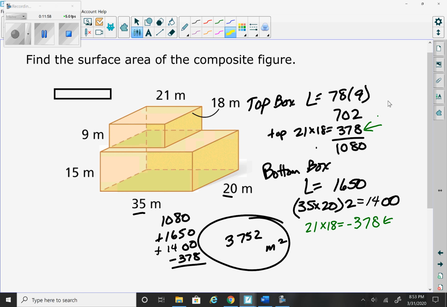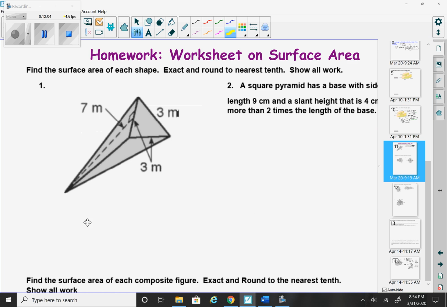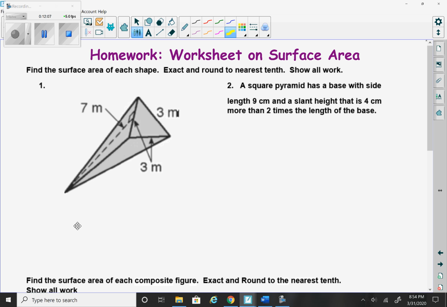This is a shorter video for today because it's just a review of surface area. Your homework tonight is going to be a worksheet that has 7 problems on it. It is a worksheet on surface area. So there's 7 problems total. I'm going to post it in Google Classroom.